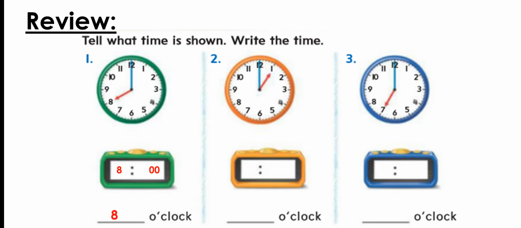So it's showing 8 o'clock. 8 o'clock. For number 2, focus on the hour hand. It is showing 1 o'clock. Excellent. 1 o'clock. And number 3 will be 7 o'clock. 7 o'clock.